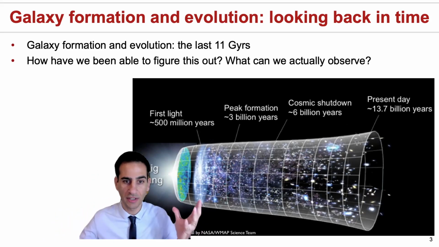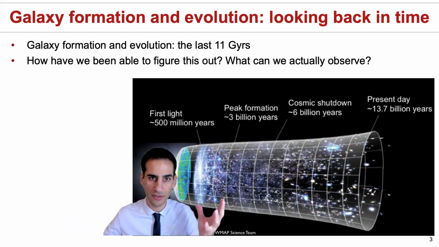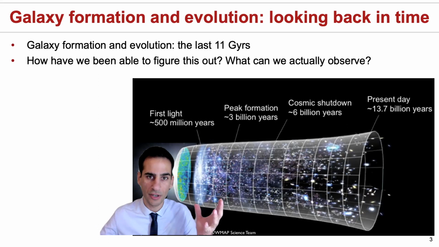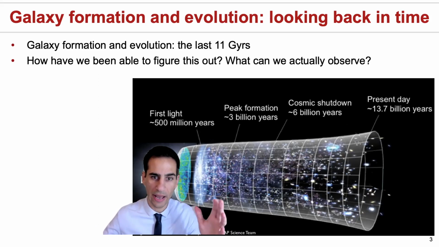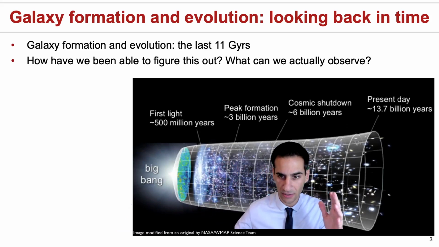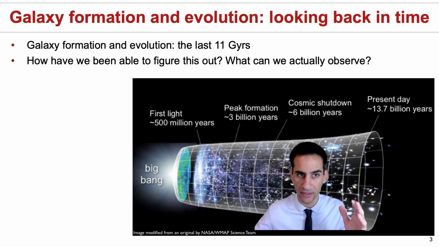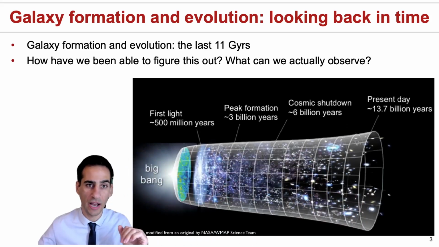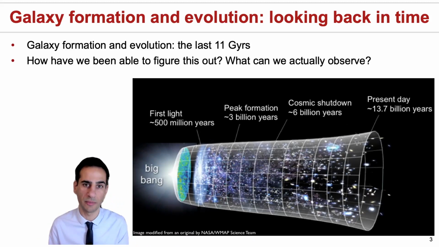In section 13, we focused on the first 1 billion years of cosmic evolution. And now in section 14, we're going to look at what happened ever since the formation of the first galaxies and how they have evolved essentially until the present day. We'll be focusing on how we were able to figure out a lot of the processes, what we can actually observe, and also the questions that remain open and that are really exciting.